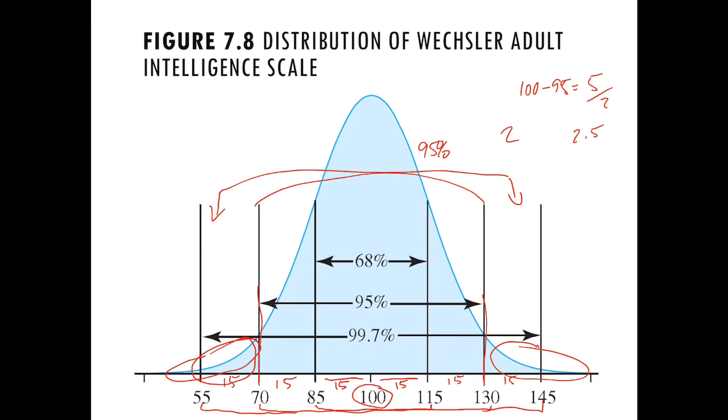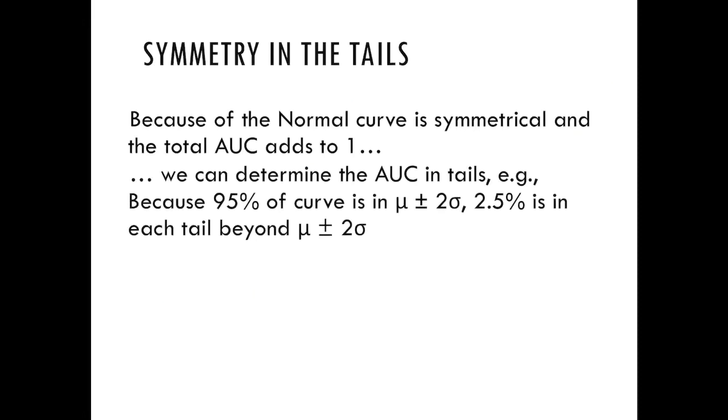So we know there's 2.5% left on this tail, and then we know there's also 2.5% left on this tail. Remember, because it's symmetrical. So, as it's shown here, because 95% of the curve is within plus or minus 2 standard deviation units, we know that 2.5% is in each tail beyond 2 standard deviations.